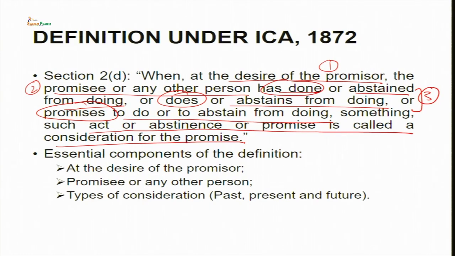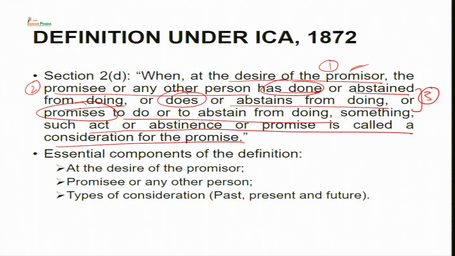Now, you can see for yourself on the screen that I have divided this definition into 3 parts which are visible on your screen. First is at the desire of the promisor. That means consideration is always given at the desire of the promisor, that means only when the promisor is also ready. And the next is promisee or any other person. Now, this is a very interesting concept. We will be discussing it in detail at a later stage.